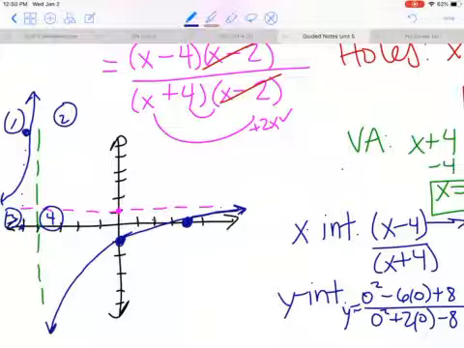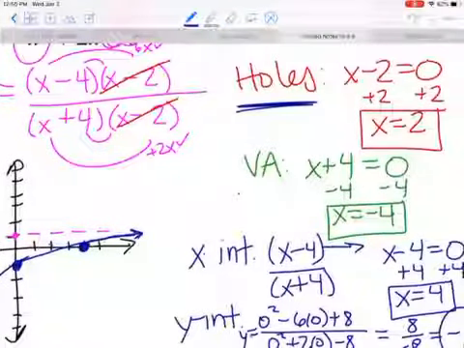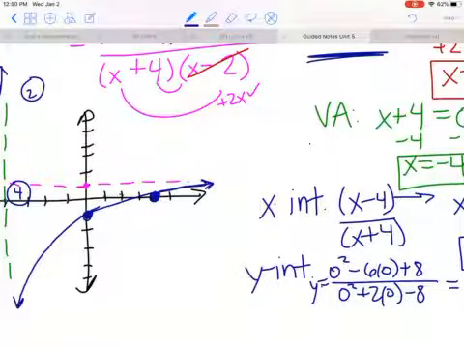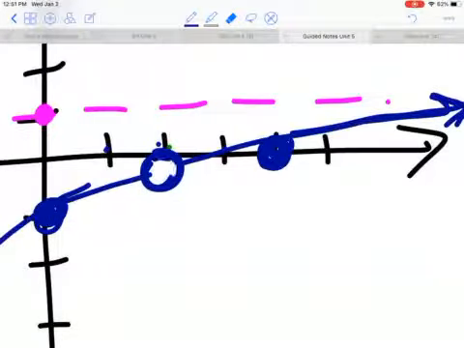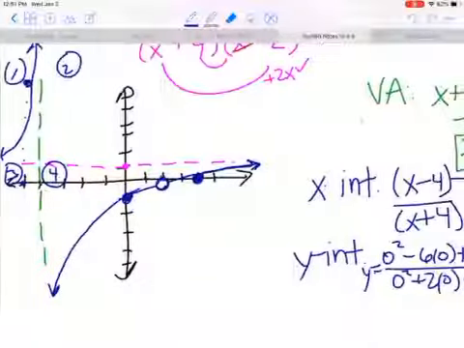And then we need to go back and fill in that hole. So our hole is at x is 2. So 1, 2. So I'm just going to put an open dot. And I'm going to try and get rid of the inside of that dot. So that's your final graph.